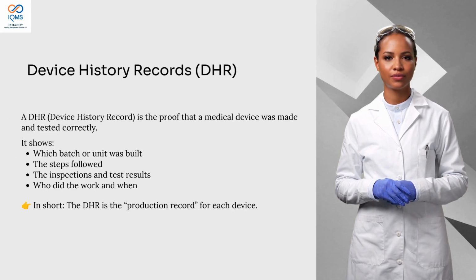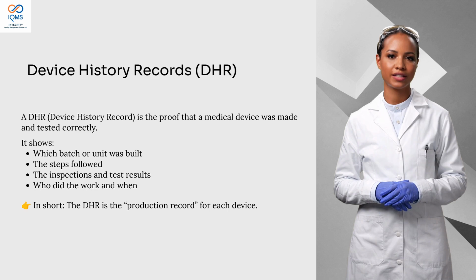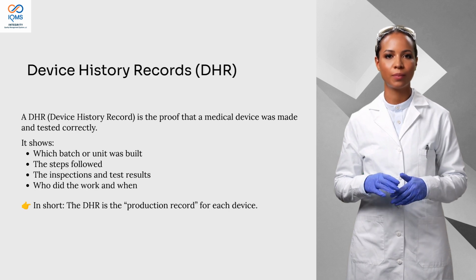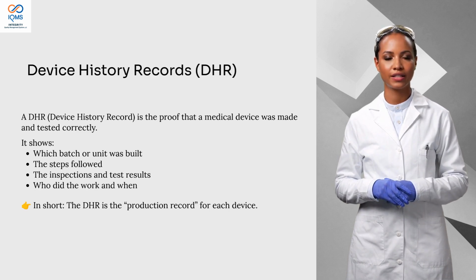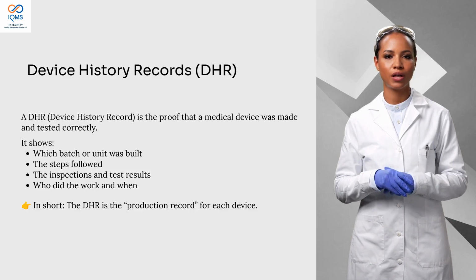And here is the Device History Record, or short DHR. A DHR is the proof that a medical device was made and tested correctly. It shows which batch or unit was built, all required steps were followed, the inspections and test results, and who did the work and when. In short, the DHR is the production record for each device.